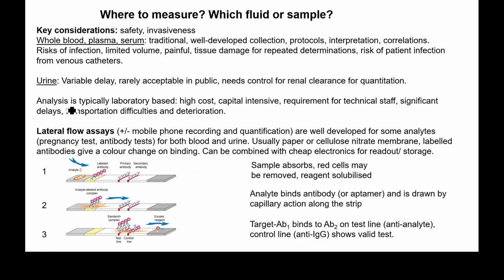Urine is another important analytical matrix, but there are variable delays. It's rarely acceptable to collect these samples in public, but we need some sort of control for the renal clearance in order to quantify our target analyte. So we need to take ratios, usually with creatinine, which is typically independent of the urine concentrations. But the analysis of all of these is typically lab-based, high-cost, capital-intensive. We need technical staff. There are significant delays, transport difficulties, and deterioration of a biological sample all the time between its collection and analysis.